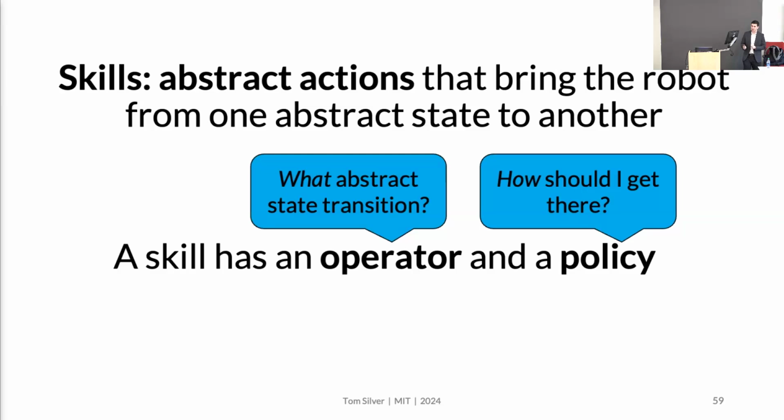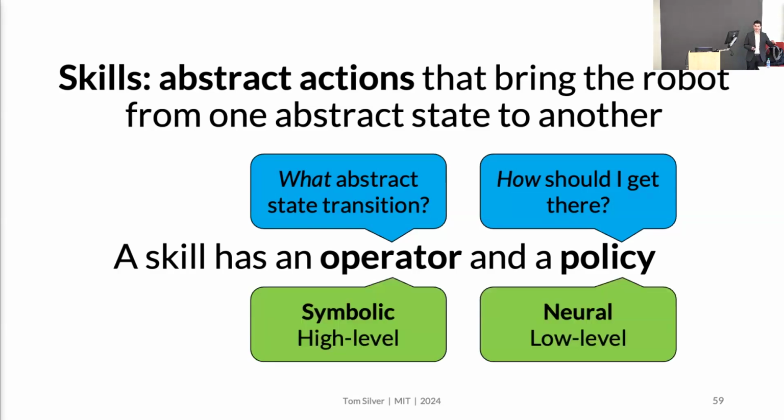But perhaps we should introduce another component to a skill, which is a policy, which tells the robot how to actually execute an abstract state transition. Typically these will be symbolic operators that we've seen how we can learn. And when we learn these policies at the end of the day, we'll often do so with neural network techniques. But the important thing is that these policies are now going to be interfacing with continuous states and actions.